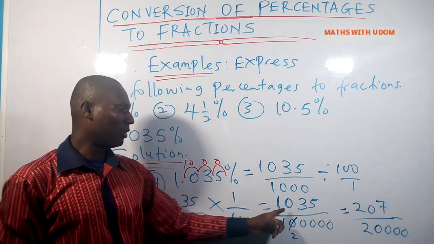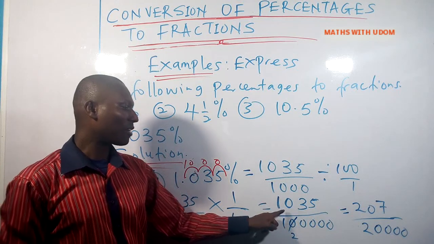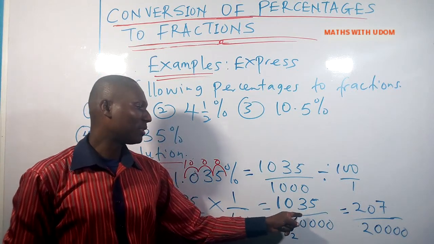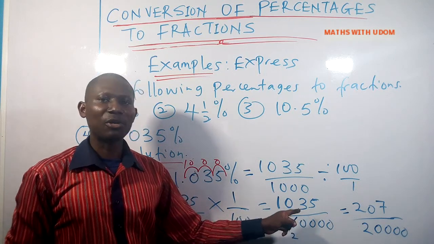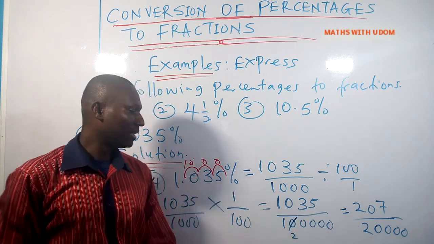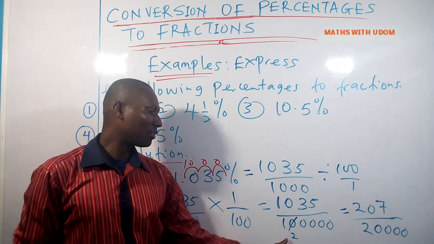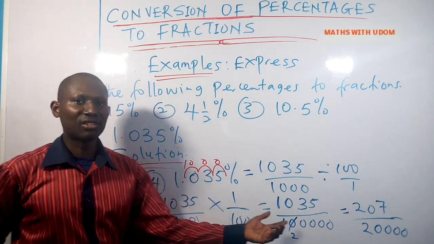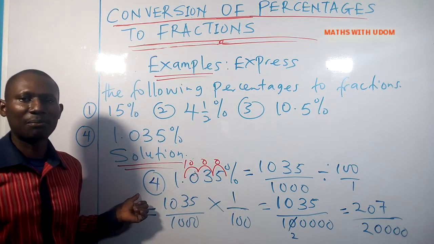20,000. Let me repeat this. How many 5 can go in 100? 20. Remainder 35. Then how many 5 can go in 35? 7. Okay? Then how many 5 can go in 100,000? 20,000. So that is our answer for the last example.